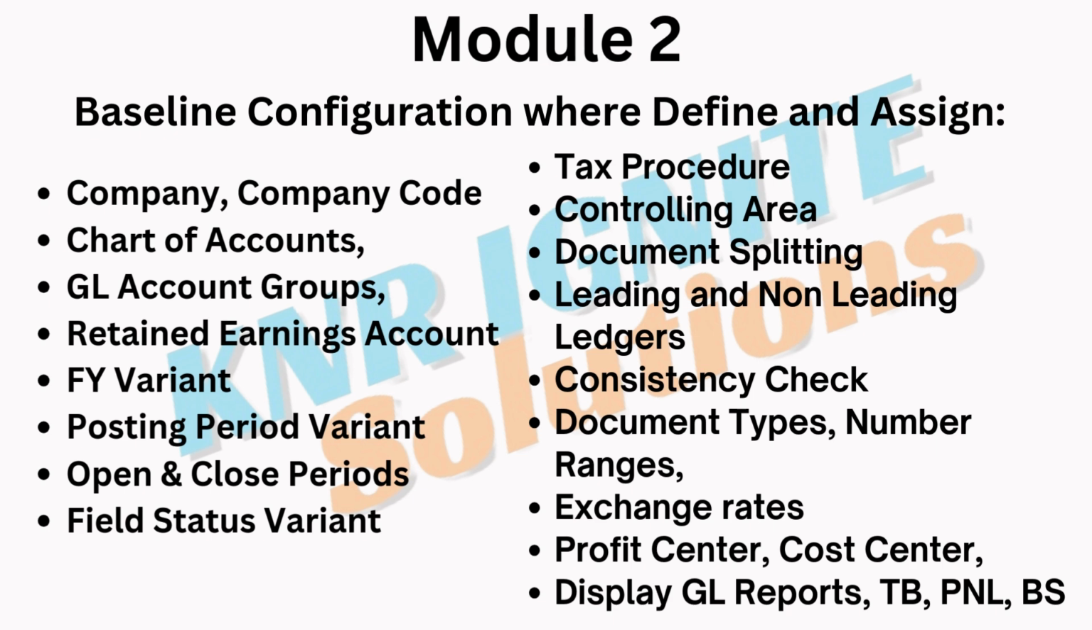Until here we call it majorly baseline configuration, and there are some more activities followed by cutover activities like document types, number ranges, exchange rates, profit center and cost center creation. And then we'll go live with the system. After the go live, we perform the data migration, and once the data migration has happened, we'll try to run the reports like GL reports, trial balance, profit and loss account, and balance sheet. Then we'll verify this. We'll look into this so far in module 2.